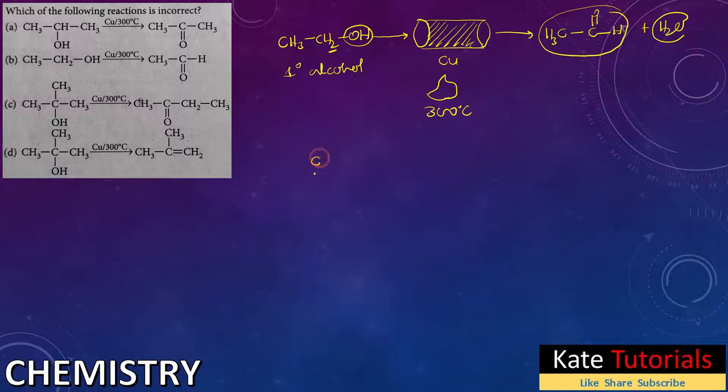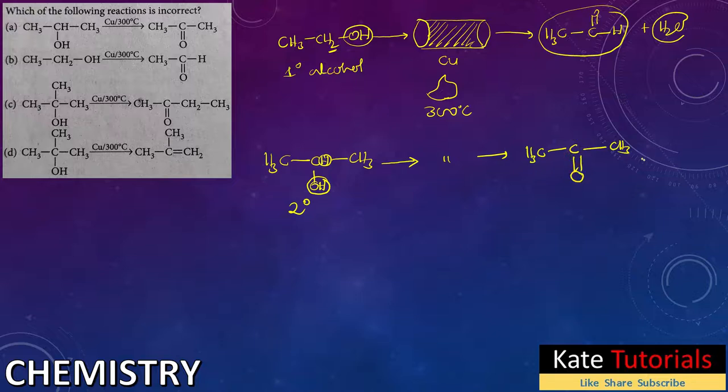In the same way, what happens with the secondary alcohol? This carbon is attached to one CH3 here and one CH3 here, so branching has happened. As soon as I put this secondary alcohol into the copper heated at 300 degrees Celsius, oxidation happens. The OH from this carbon and H go as water, and here I get a double bond. The CH3 groups and the carbon remain as they are. One hydrogen and OH went, and I got a double bond: I got a ketone.